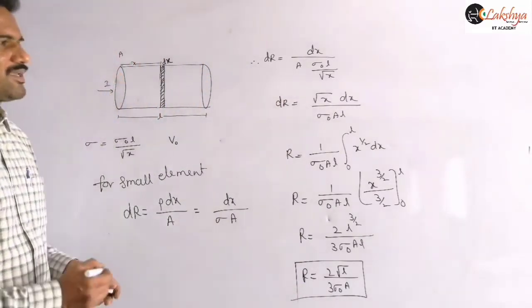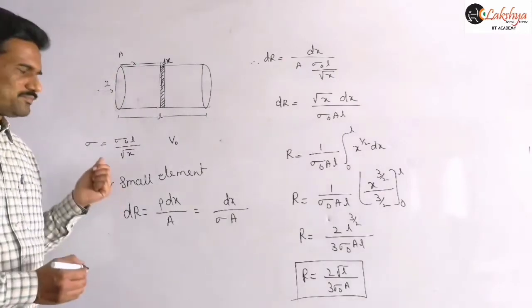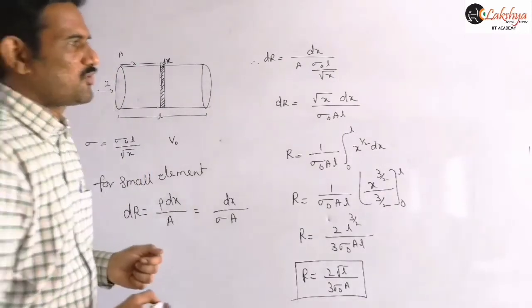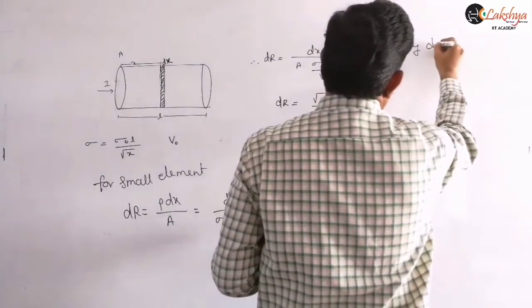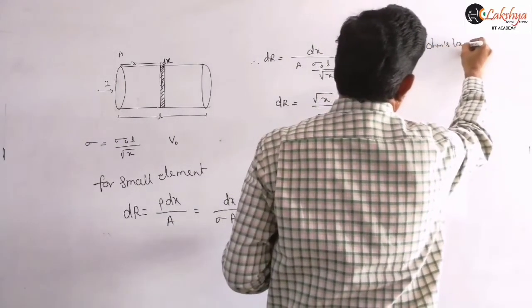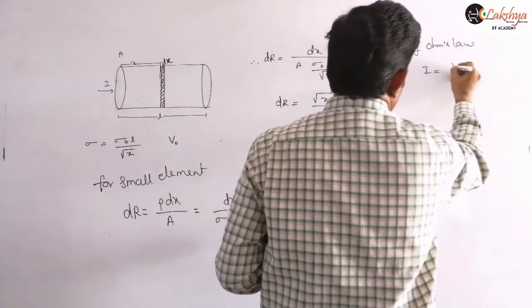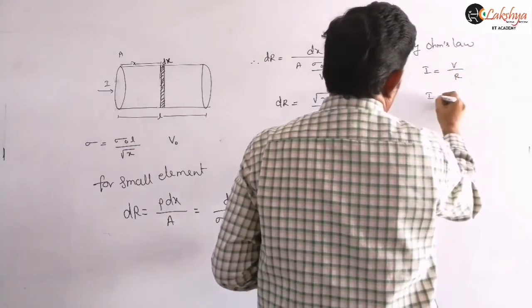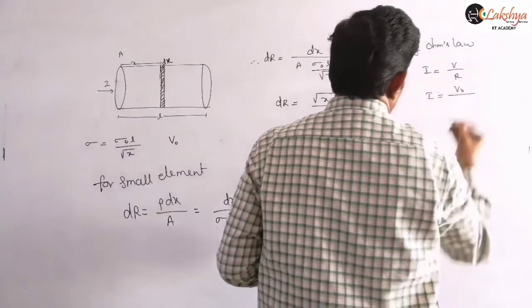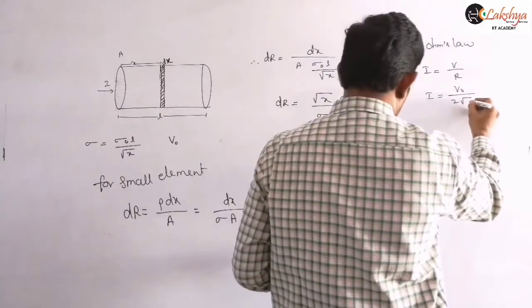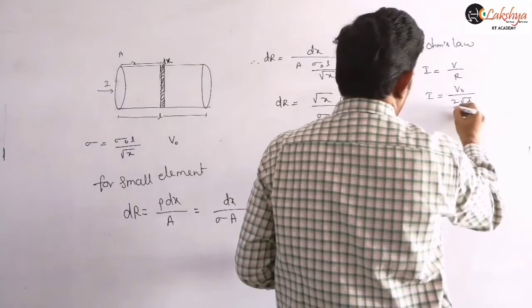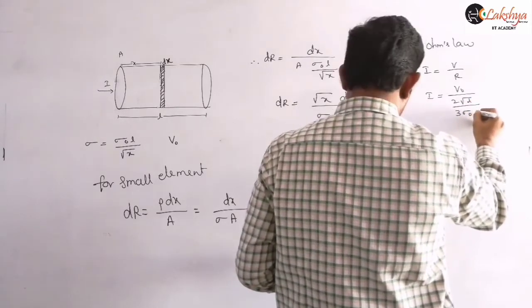And next, they are applying a potential difference of V naught. Therefore, by Ohm's law we can write the current. So, by Ohm's law, I is equal to V by R. So, this is V naught by R, and we need to substitute R, which is 2 into root L by 3 into sigma naught into A.